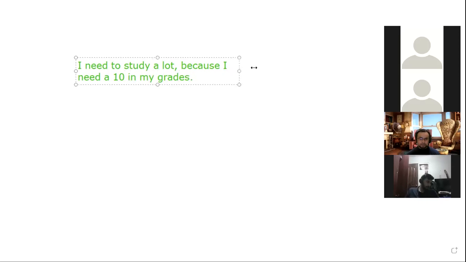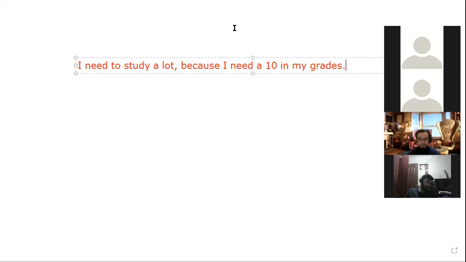Okay, check out this sentence. I have two sentences here. We use red here, and I'm going to use green in this part. I need to study a lot. If we notice, this is the first sentence, and here we have the second sentence. It says, I need a 10 in my grades.